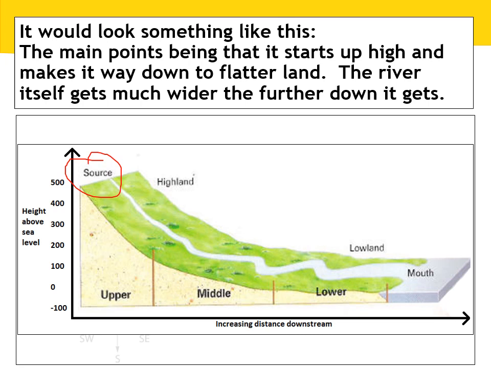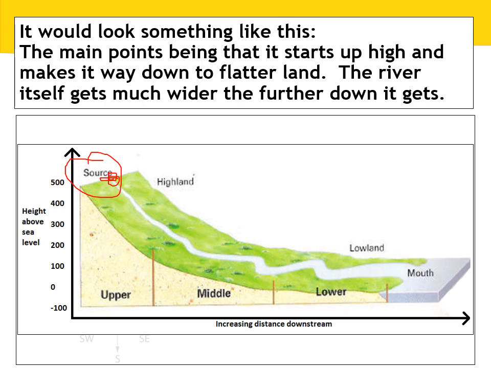The river itself gets much wider the further down it gets. Up at the source it's actually quite narrow, but as we travel down, we see the river channel, how wide the river is, widening and widening until it gets to the mouth at its widest point, where it meets the sea. Okay, so we've got all that.